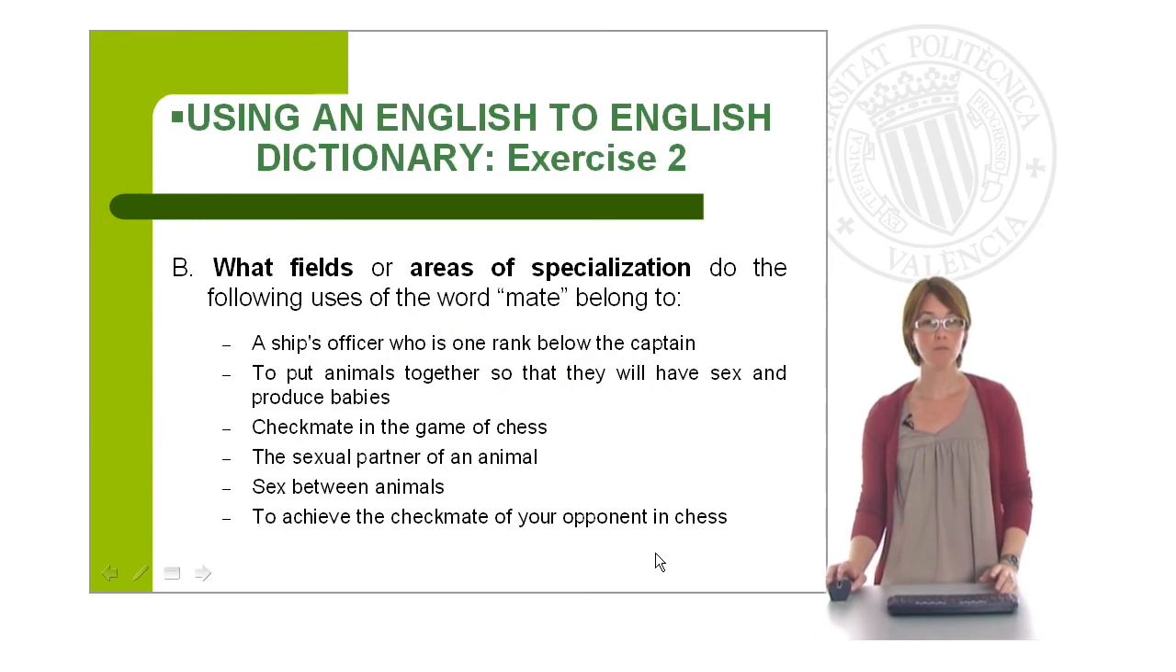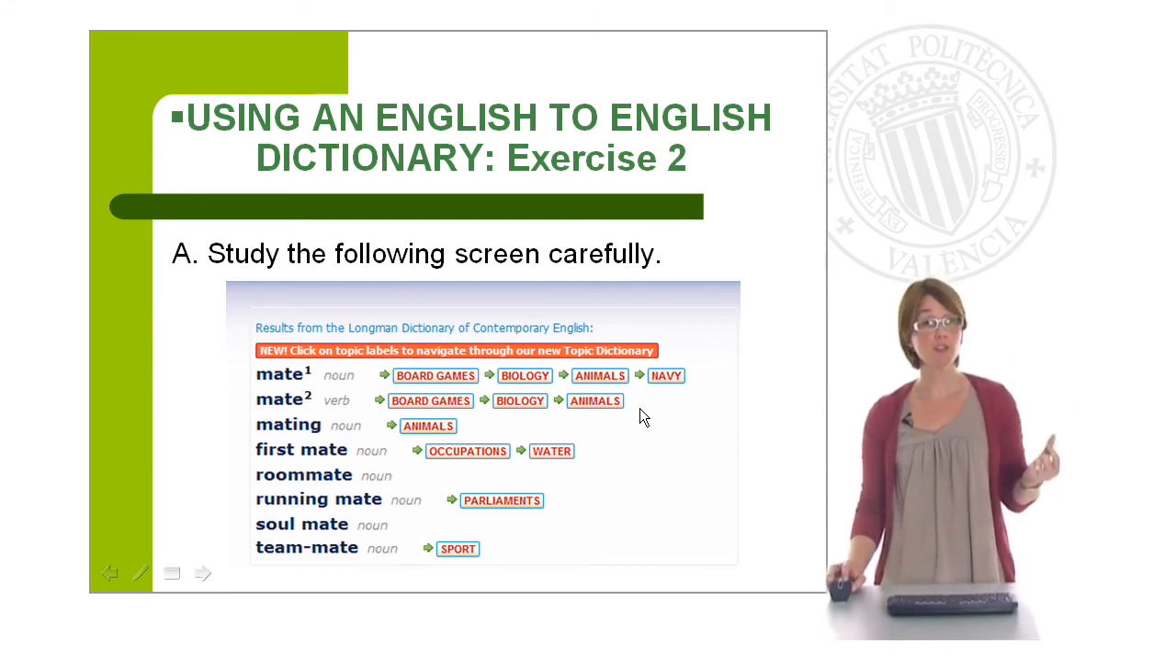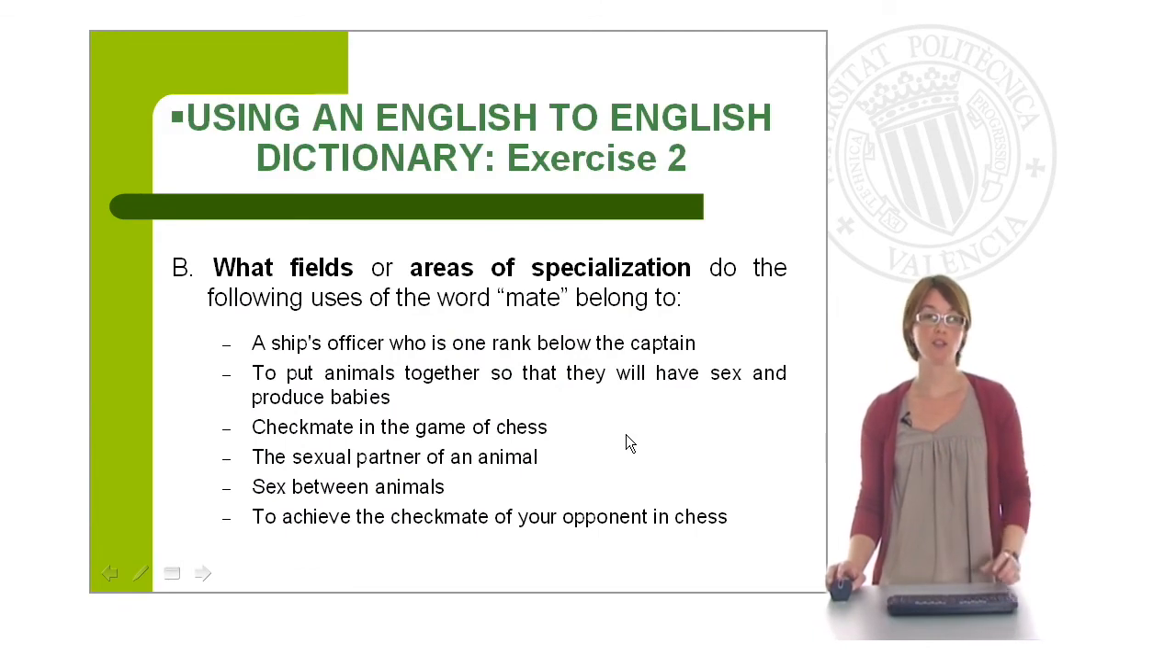Right, so now I want you to tell me what fields of areas or specialization do the following uses of the word made belong to. So here you have different uses of the word, and I want you to go back to this screen and decide if, for example, in the first sentence, made is being used as a verb in relation to biology, or if it's used as a noun in relation to navy, etc. So take your time to study this screen and to do the exercise.